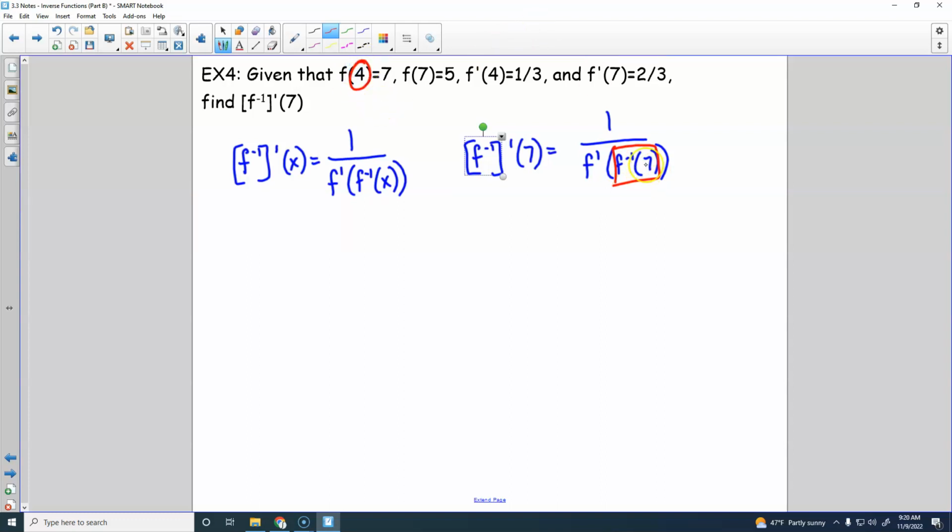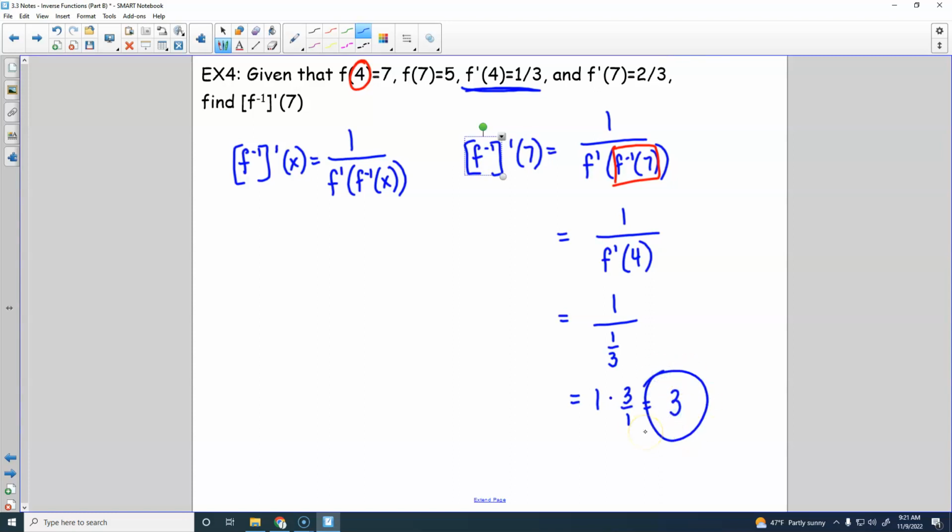Because if this is my X value on the inverse, it means it was the Y value on the original, correct? Because we switch X and Y's. So when I see the 7 here, I'm going to look at my Y values that I'm given on the original function. Here, my Y value is 7. The X that goes with it is 4. So we are going to have 1 over F prime of 4 now. And they gave us F prime of 4 right here, so we're just going to plug that in. 1 over 1/3, and dividing fractions is easy as pie. Flip the second and multiply. We'll just get 3 for our answer.